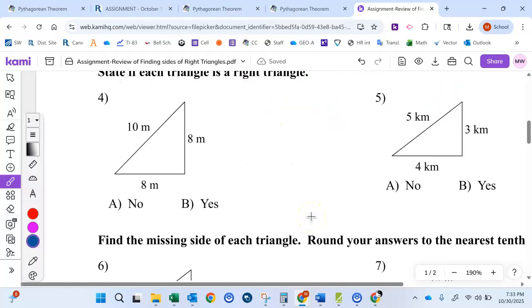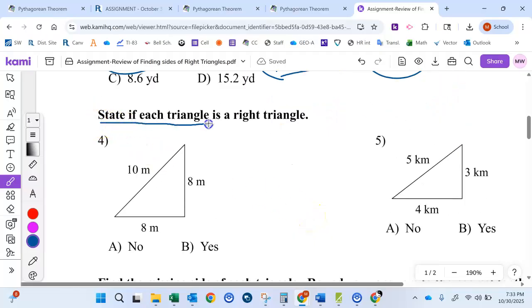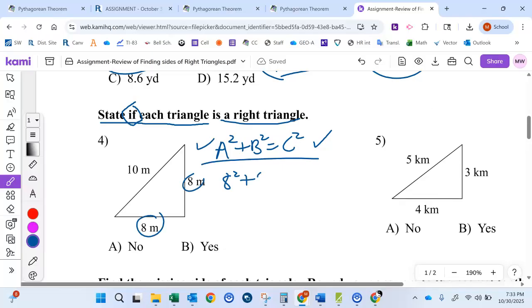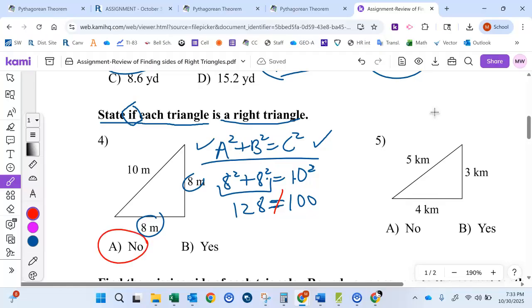Okay, so our next problem is to state or determine if it's a right triangle. Sometimes no, sometimes yes. But remember, what we're going to do is use a squared plus b squared equals c squared. If it is a right triangle, this would be true. So let's try it. The legs we know are 8 and 8. 8 squared plus 8 squared is equal to 10 squared. These would both be 64, so if you do that on your calculator, you would get 128. If you do 10 squared, you'd get 100. Is that equal? No, it's not. So that means it is not a right triangle.